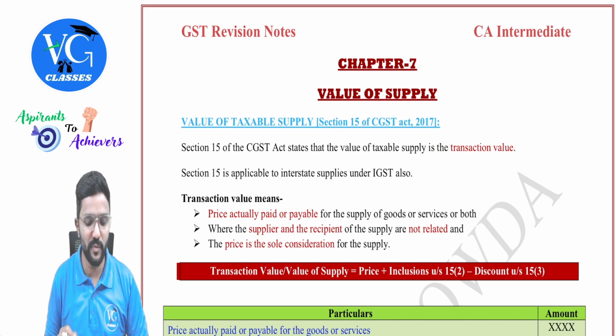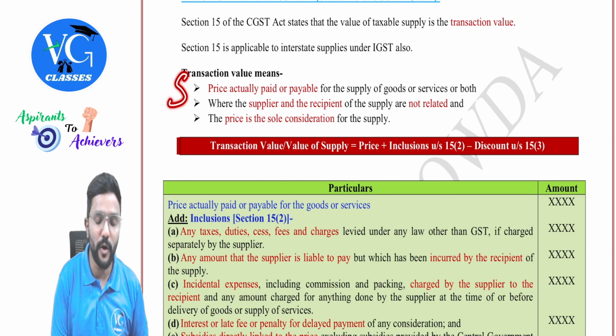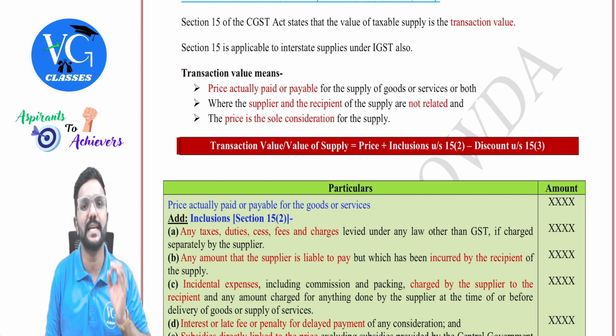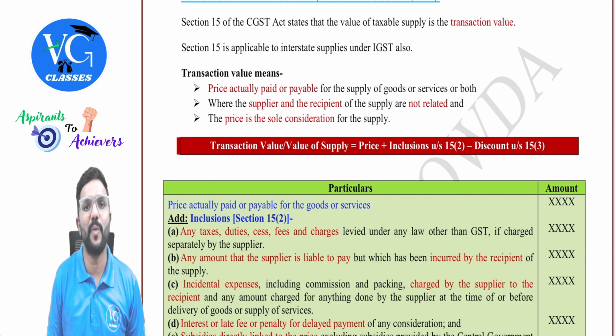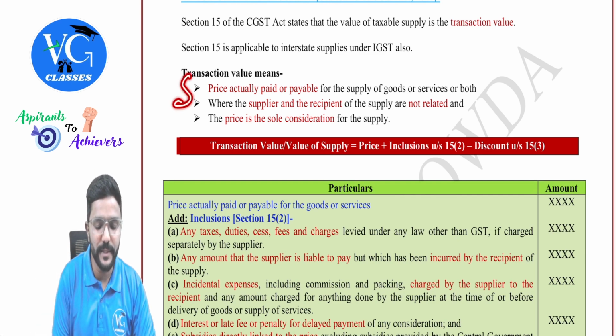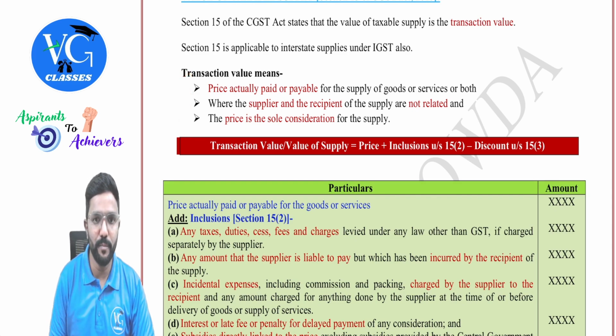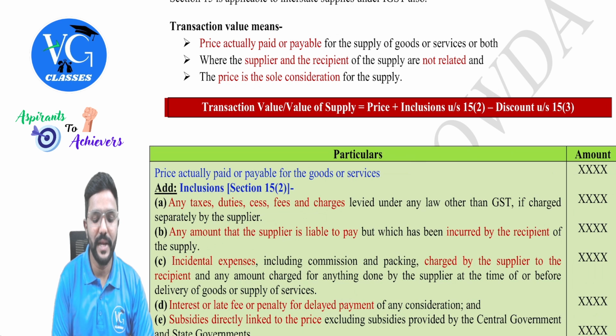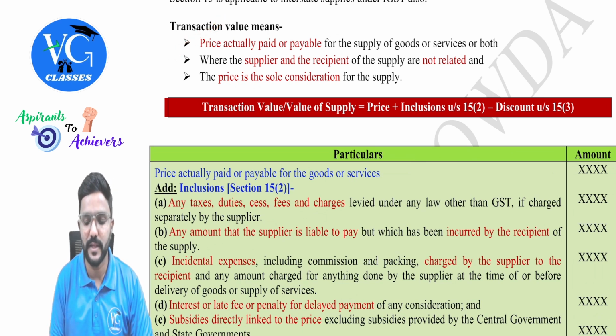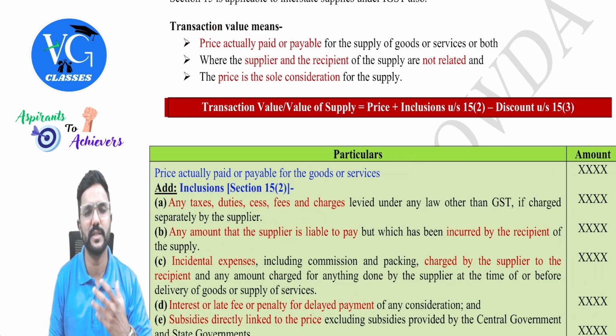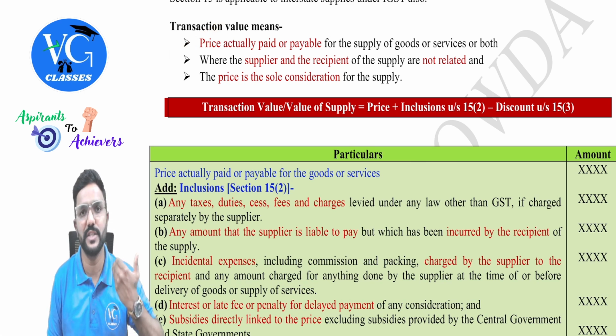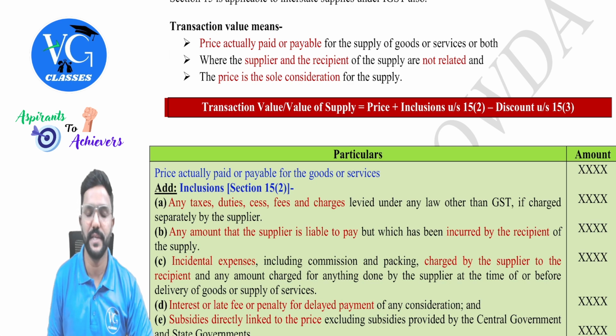And what is transaction value? It is given here. If all three of the following conditions are satisfied, then whatever amount the supplier is charging to the recipient is considered to be the value of supply. In simple terms, the price. The transaction value means the price actually paid or payable for the supply of goods or services or both, which is the normal sale consideration which the supplier will charge to the recipient.